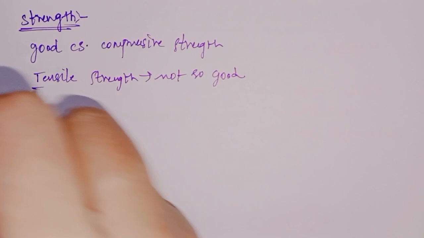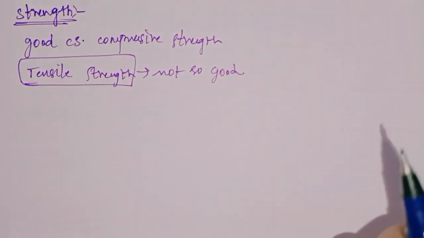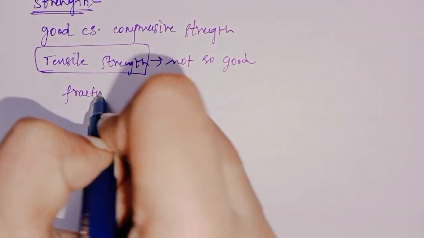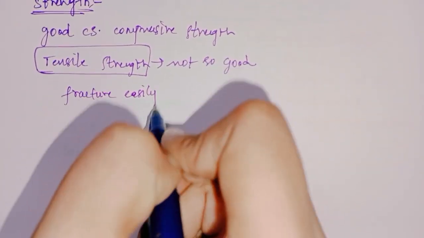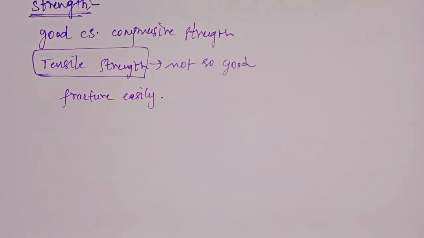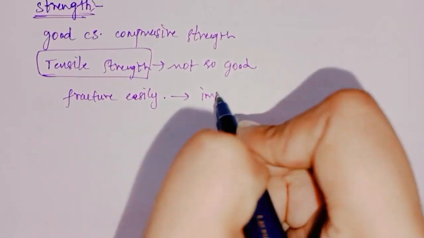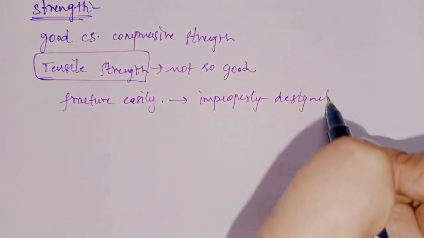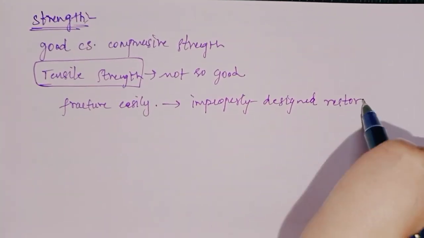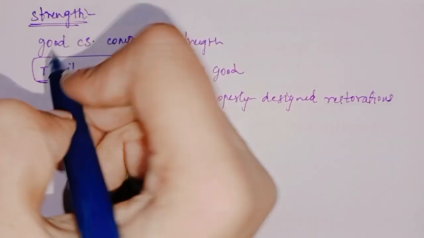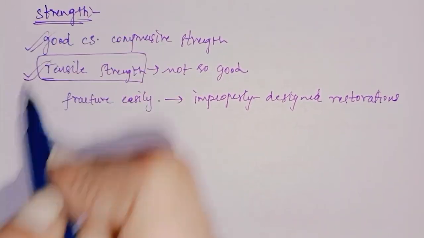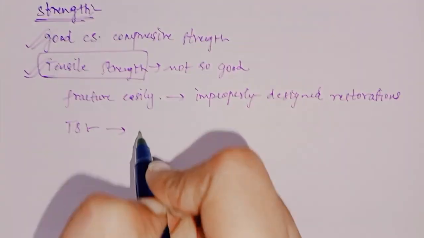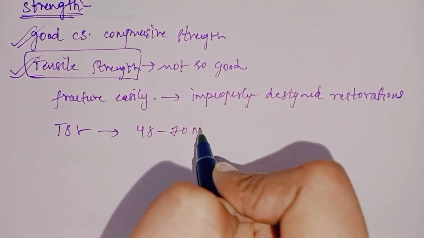Amalgam restorations cannot withstand high tensile or bending stresses, and they can fracture easily in improperly designed restorations. They have good compressive strength, whereas tensile strength is not so good. The tensile strength is 48 to 70 megapascals.